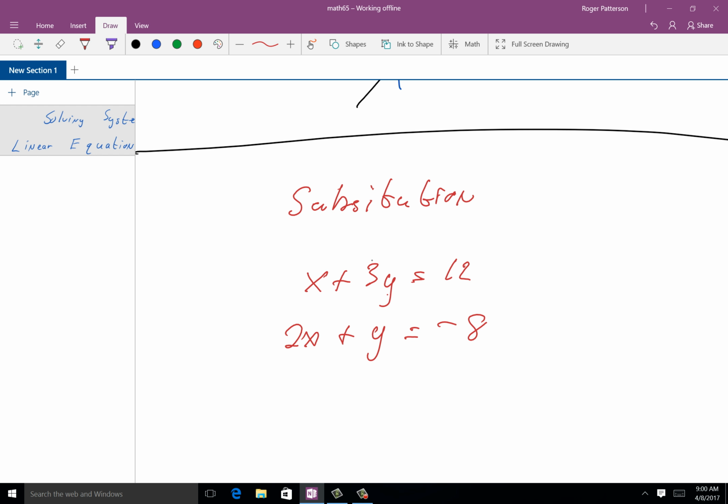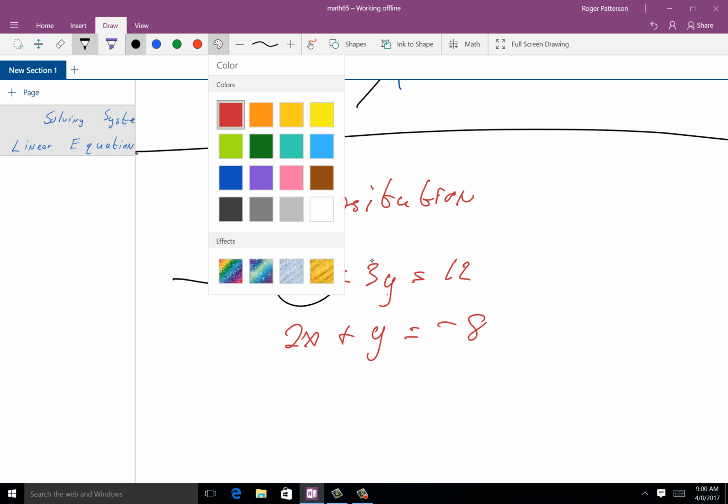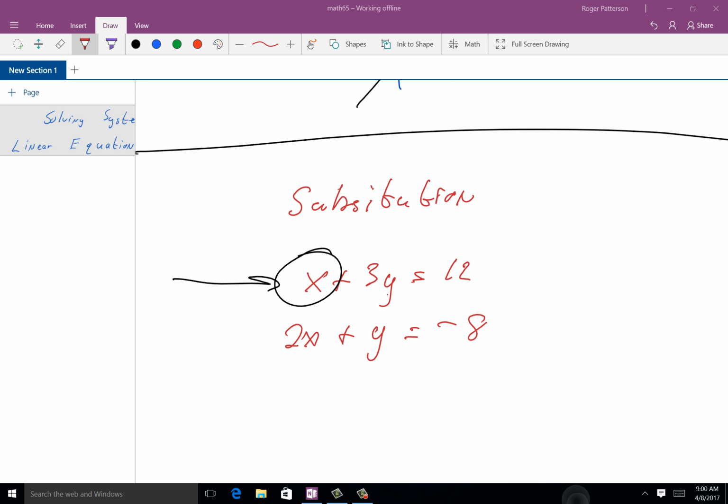So I'm going to pick this equation here, and what I'm going to do is solve for this x. All right? So unlike what we were doing before with graphing, you can pick y or x. It doesn't make any difference. So I'm going to solve for that x, which means that we're going to move this 3y over to the other side like this. So now I have x equals 12 minus 3y. There we are.